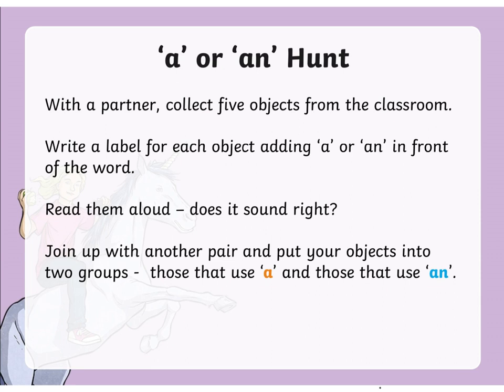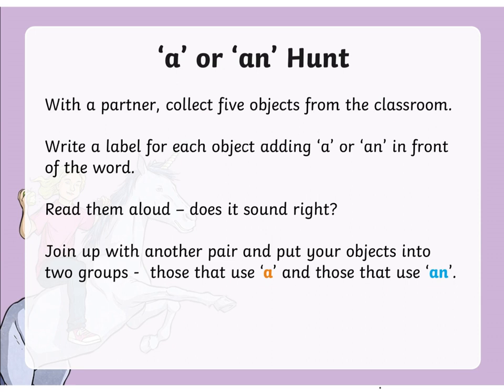Here is an activity for you all: A or an hunt. With a partner, collect 5 objects from the classroom. How many objects do you have to collect? You have to collect 5 objects. But this is not your classroom now. So what will you do? You will ask your brother or sister to collect 5 objects. Write a label for each object, adding a or an in front of the word.